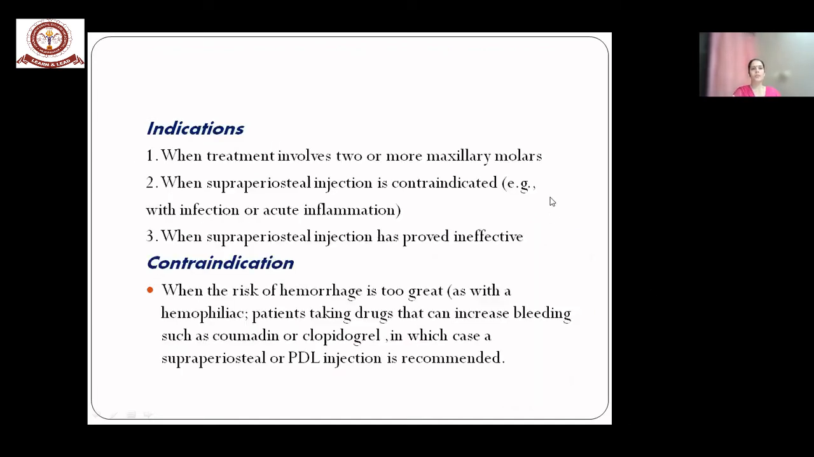The indications are when treatment involves 2 or more maxillary molars, when supraperiosteal injection is contraindicated in case of infection or acute inflammation, and whenever the supraperiosteal injection has proved ineffective. The contraindication is when the risk of hemorrhage is too great, as with hemophilic patients and patients under anticoagulant drugs. In such cases, you can prefer supraperiosteal or periodontal ligament injection.